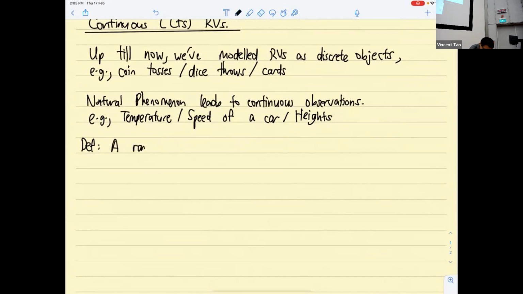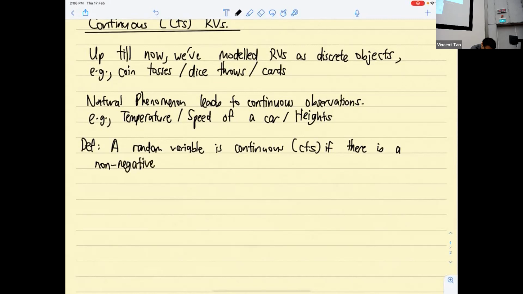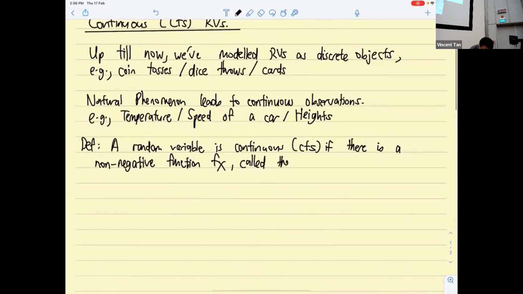Okay, a random variable, I don't know whether you remember or not, but a random variable is some function that maps from the sample space to the set of all real numbers. Okay, but I will remind you of this later on. A random variable is called continuous, which I will abbreviate as CTS, if there is a non-negative function, which you may have heard of before, f sub x, and this is called the probability density function.